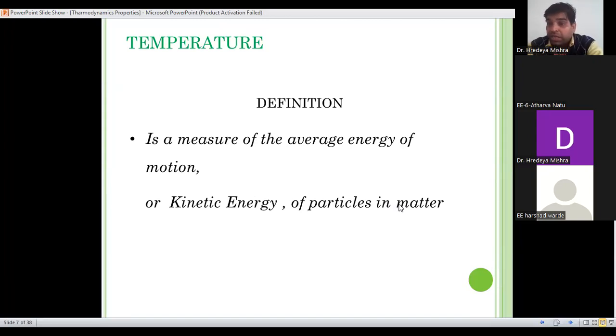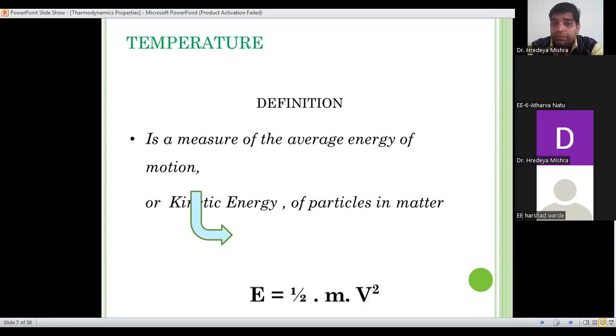Whatever molecules or particles are present here, we look at their kinetic energy. What is the meaning of kinetic energy? Kinetic energy is the energy produced due to motion. So the kinetic energy of the molecules is the measurement of the temperature.